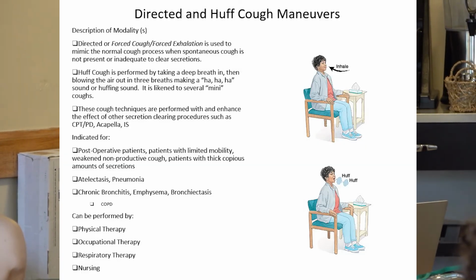All right, the next one is going to be our huff technique. Huff is real simple. Again, deep breath in, then we're going to really connect laughing. Ha ha ha. So if I have a patient that can't do just a forced cough, like Santa Claus, just Santa Claus, okay? If those patients don't have a good forced exhalation effort, we'll use the huff technique.